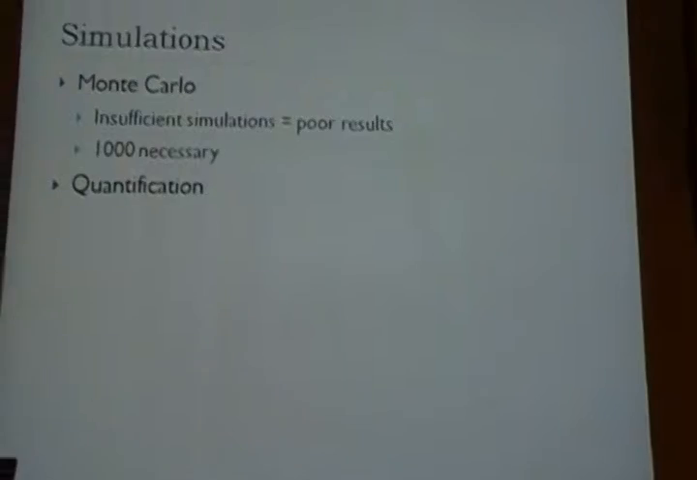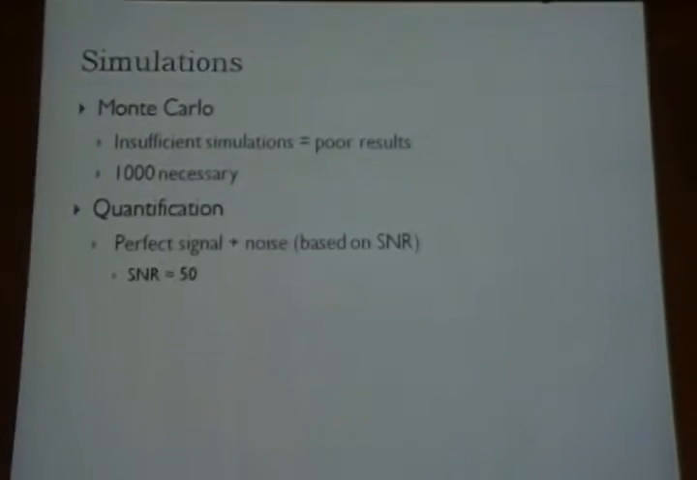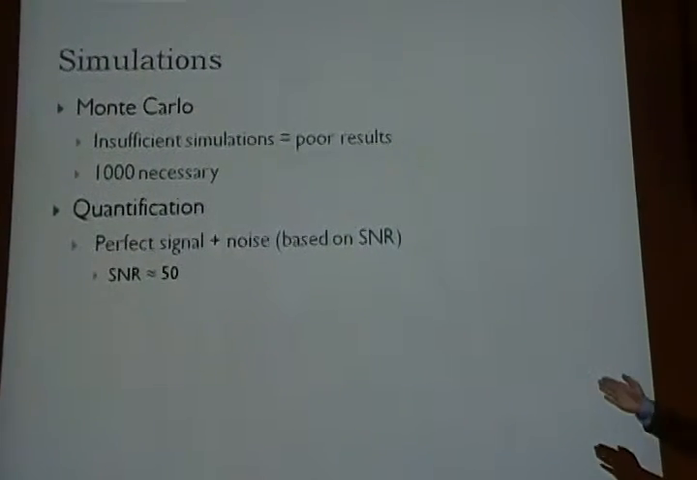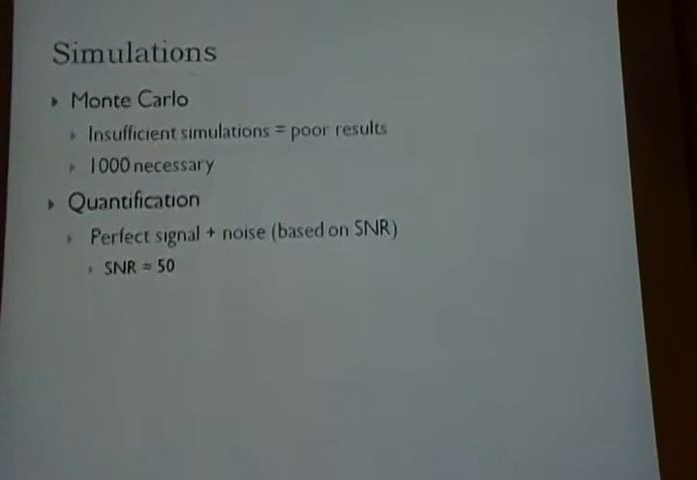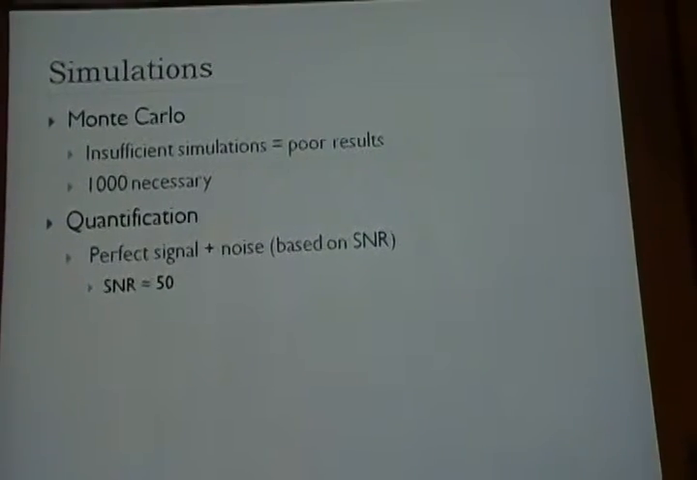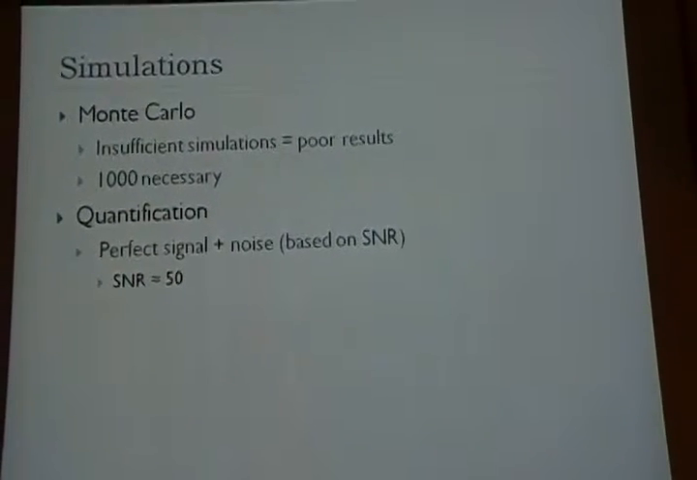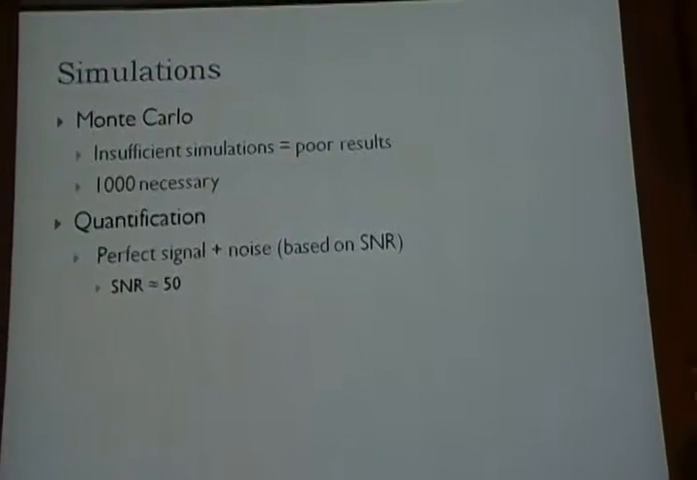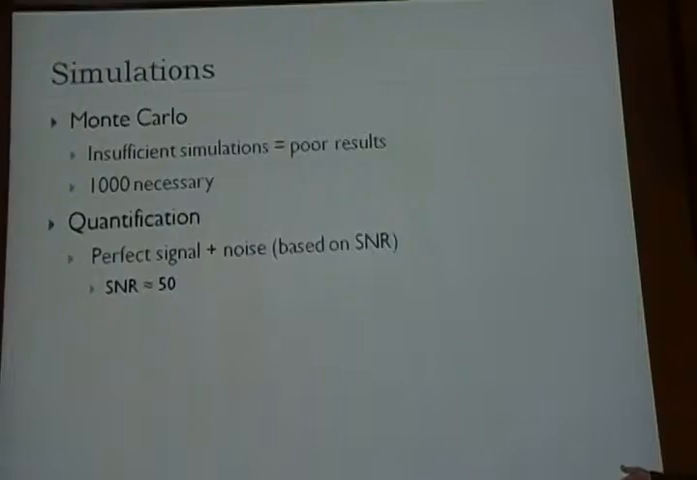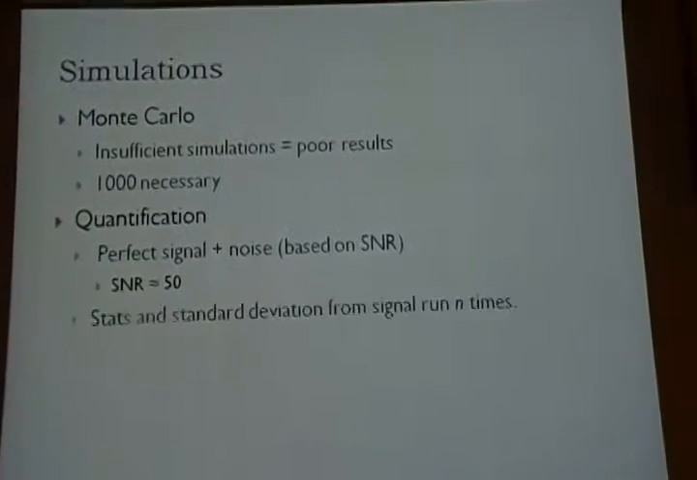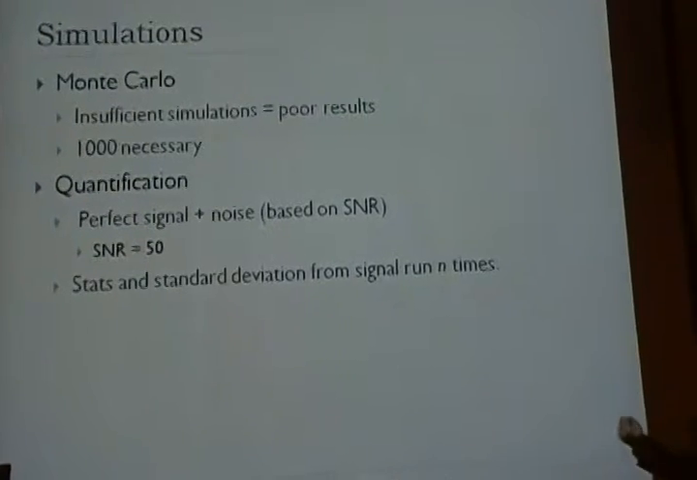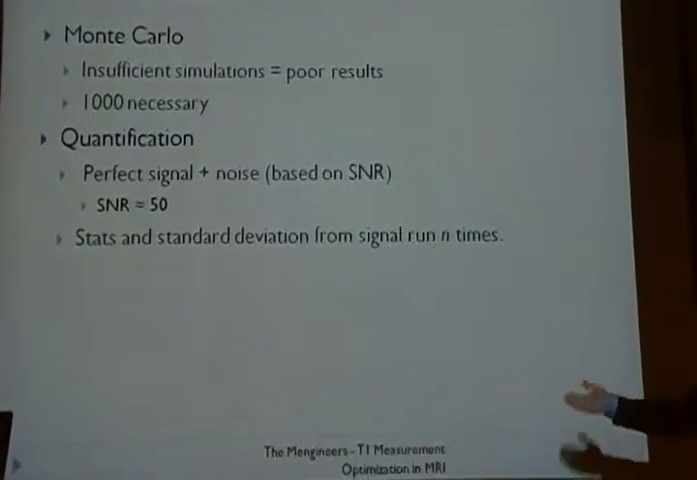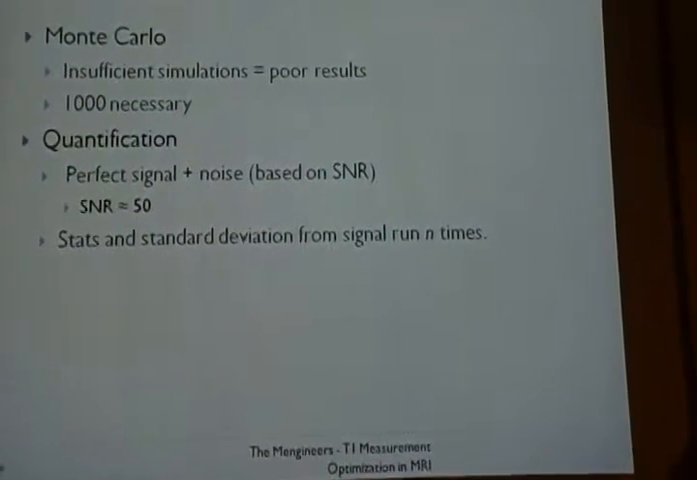Now, to get the error and the quantification numbers from this, we calculate a perfect signal, or the SPGR, that comes right from the magnet, and then we add noise with the Monte Carlo 1,000 times, keeping the SNR at about 50, which is reasonable to expect from an actual scan. And we get the standard deviation by calculating the T1 from this noise and comparing it to the perfect signal in the original. Thank you, Jimmy.